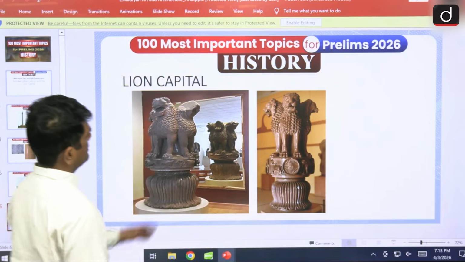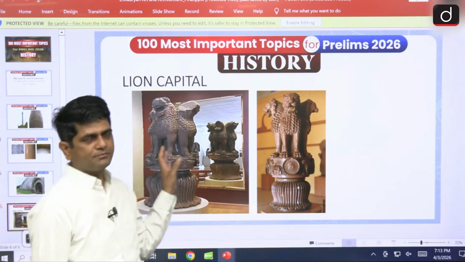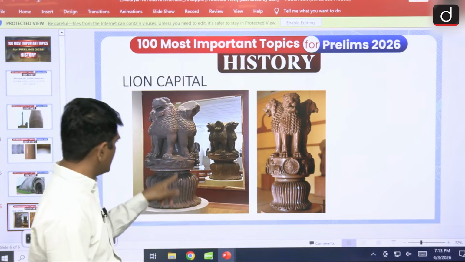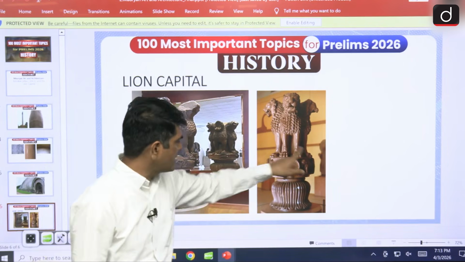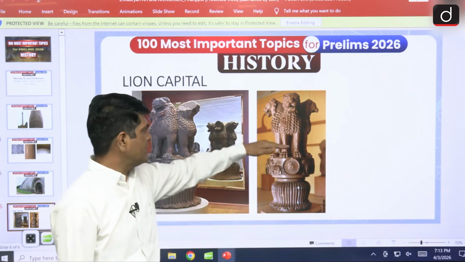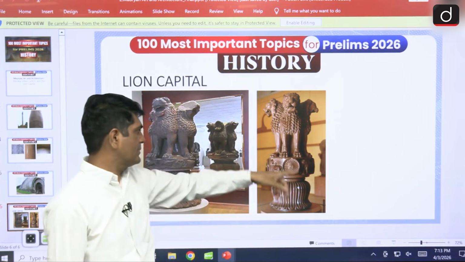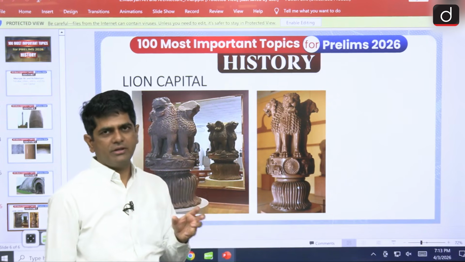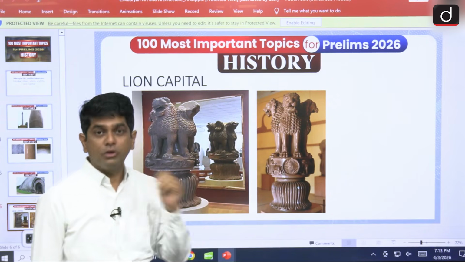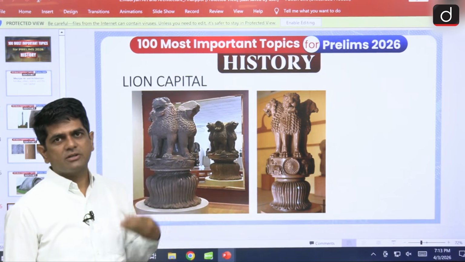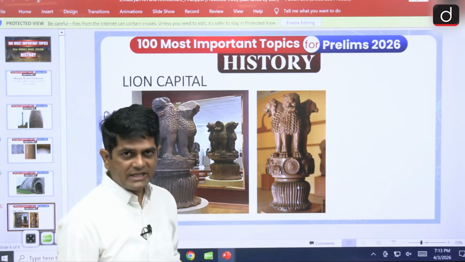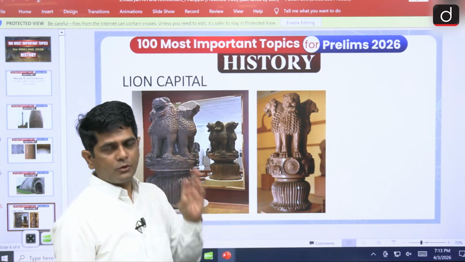See this lion capital. This is the inverted lotus. Then this one is the rounded abacus, and at the top we have the four lions. And at the abacus, my dear, we have the carved sculptures of bull, elephant, horse and lion.